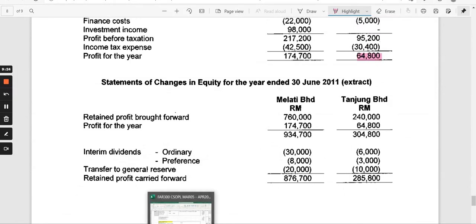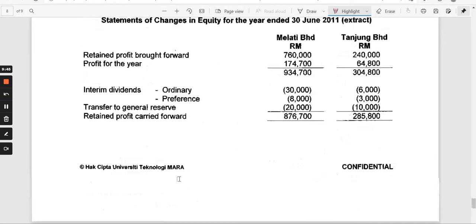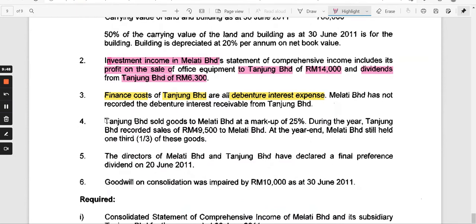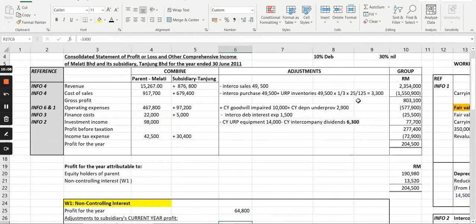Then you need to do an adjustment for the subsidiary company. The adjustment in the subsidiary company here is whatever affects the current year. Remember, the statement of profit or loss is about current year income and expenses. So we have one item, information number 4, from much earlier. We know that the subsidiary, Tanjung, is the seller. So that has to be also adjusted in the non-controlling interest: the unrealized profit, not the sale, because the sale was adjusted in the cost of sale. And the unrealized profit adjusted here is the 3,300 that you calculated here.